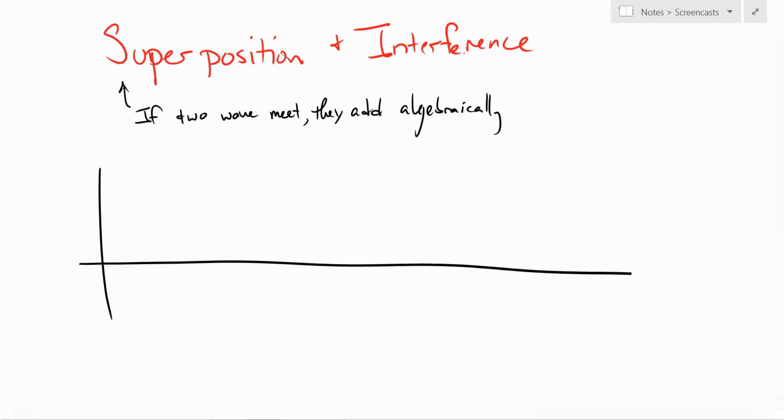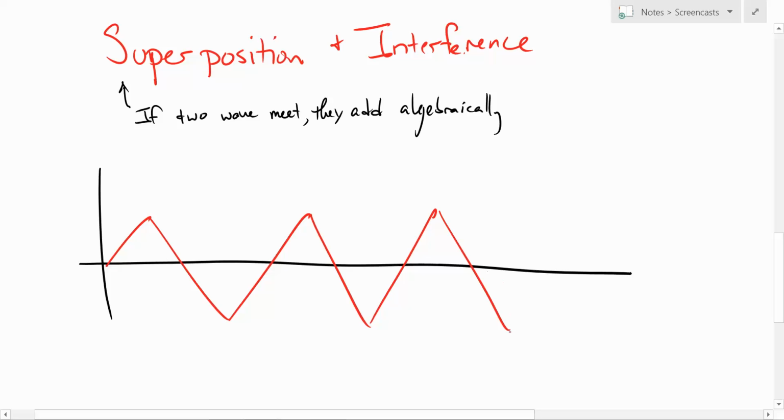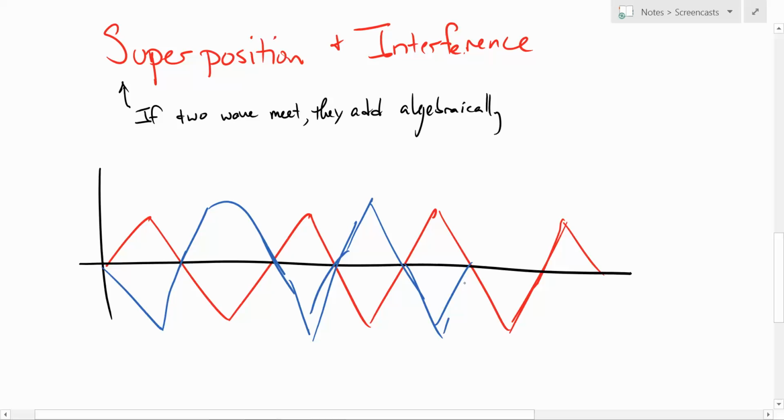on some kind of string or axis, I've got a red wave, which is going to look all sawtoothy like this. P.S. Not all waves are sinusoidal, but they are pretty much all periodic. And I've got some blue wave that looks all sawtoothy like this. Imagine these are actually crossing at the same point. Pretend, if you will, these are actually mirror images of each other.